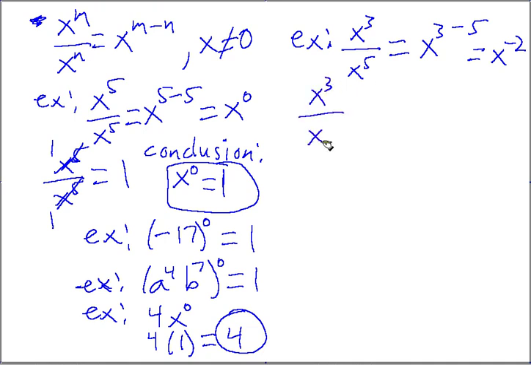X cubed over x to the 5th. All right. Again, I have 3 x's on top, 5 on the bottom. So imagine if I write out 3 x's on top and 5 x's on the bottom. I'm not going to do it here, but you can see that x cubed will cancel with x to the 5th. The 3 x's on top will cancel out completely, so I have 1 left over. But there will be 2 more x's extra on the bottom. There will be x squared left over. Can we see that? All right. So therefore, this is equal to 1 over x squared.